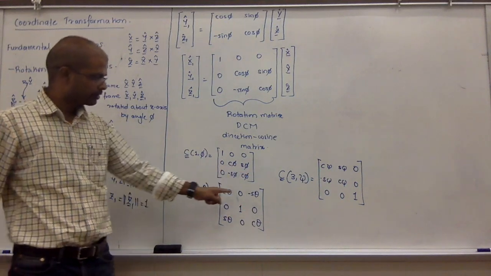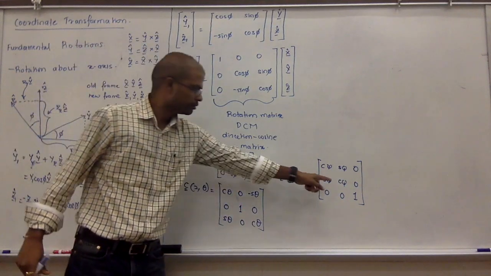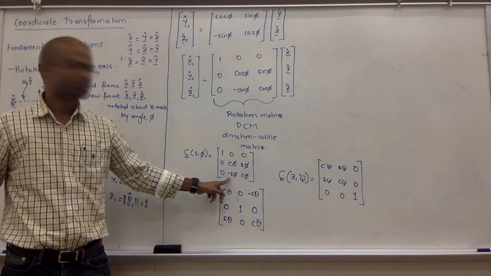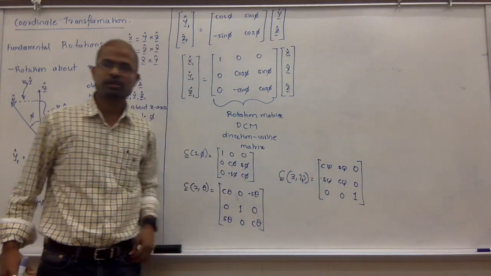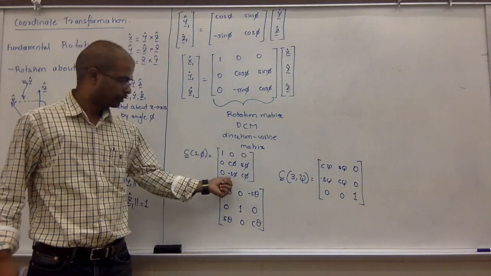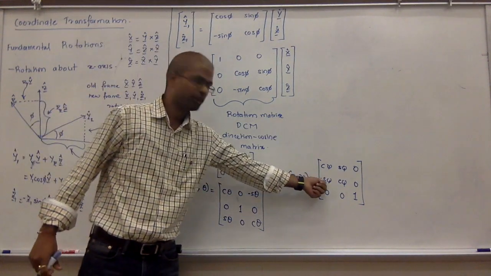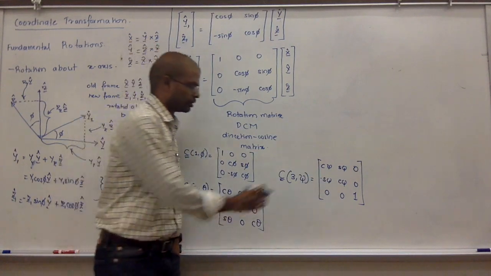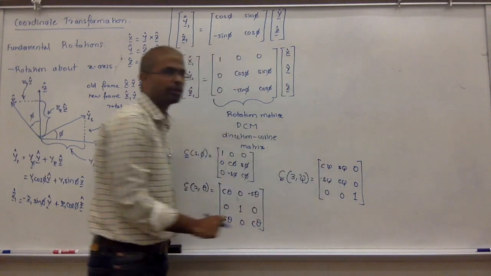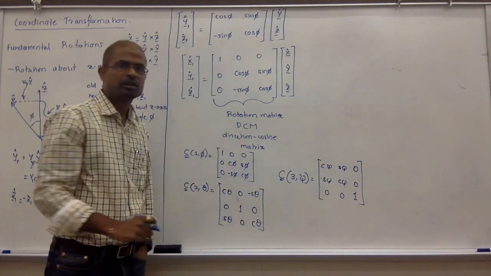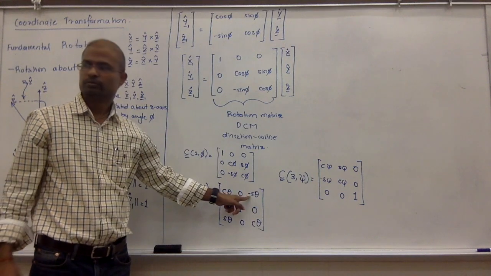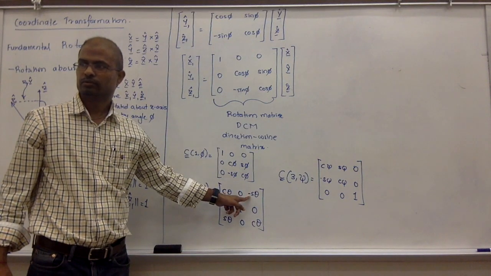The difference is for 1 and 3, the negative sign is in the lower half of the matrix. If you see here, the negative sign is here. For 1 and 3, the negative sign is in the lower half of that matrix. For 2, it's in the upper half. Got it?